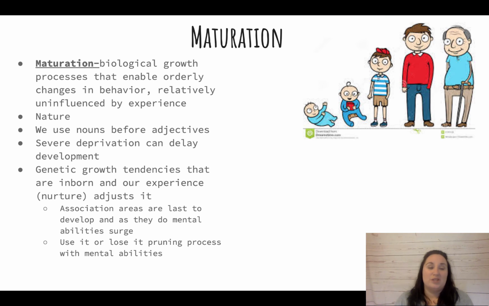So maturation is our biological growth processes that cause change in our behavior. It could be our motor development, our cognitive development, or whatever. They're generally based on nature, not nurture. So using nouns before adjectives, that's just something people do, and it's not because of the environment, it's just the way we develop cognitively. In terms of our cognitive abilities, our association areas are usually one of the last things to develop. Remember, those are in the cerebral cortex, and they're responsible for thinking and memory. And as those things strengthen, those abilities strengthen.